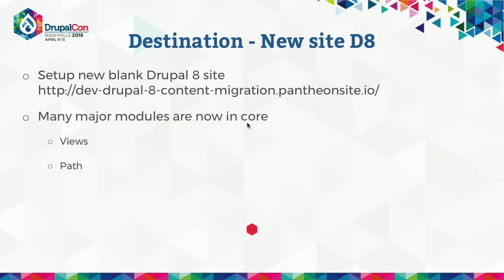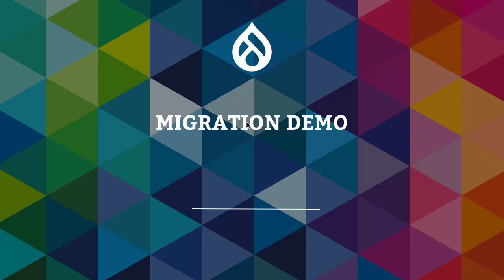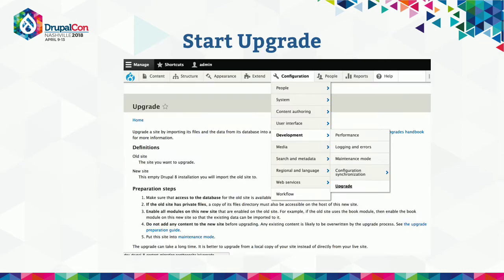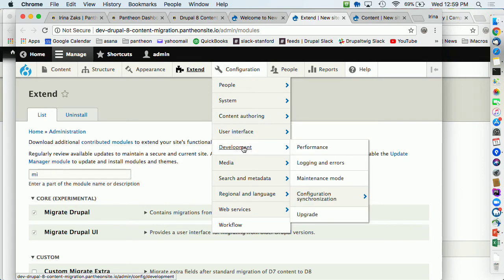Lots of modules are now in core, so we don't need to add them. For the very basic migration, I usually would add admin toolbar just for ease of operation, Pathauto, because I really need to have paths created automatically, and then the development tool set. And after I add these modules, I'm going to start enabling tools for migration, Migrate Drupal and Drupal Migrate UI. And then once it is done, I can go here to development, and I see this new button that is called upgrade.